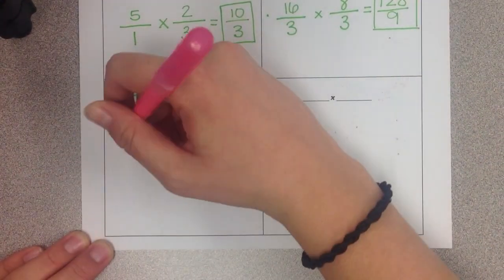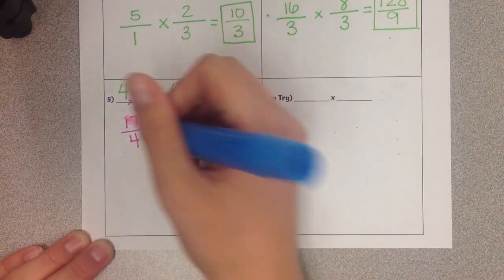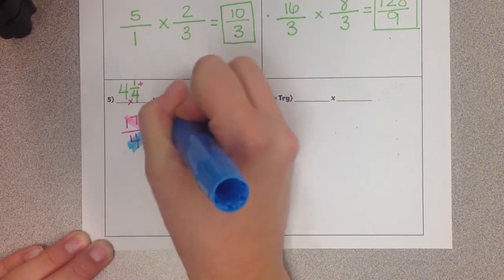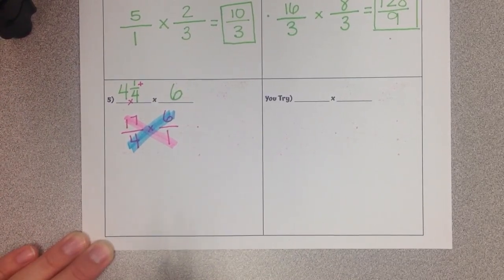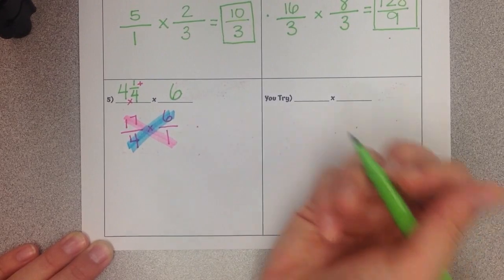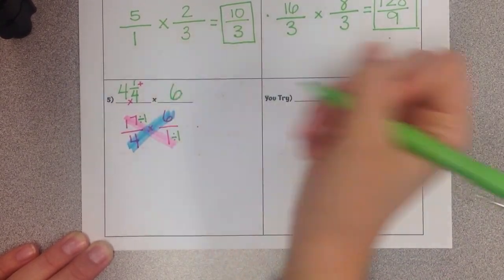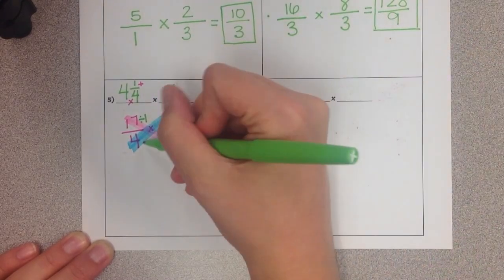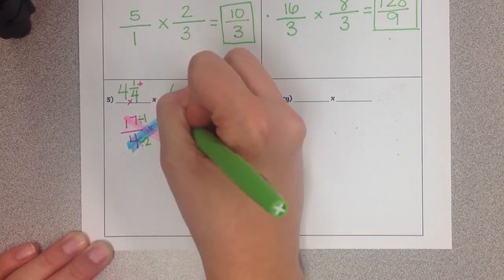I'm going to highlight my diagonals. 17 and 1, and 4 and 6. I'm going to use my factor chart to find the GCF of 17 and 1, which is 1. So I'm just going to be dividing by 1. And then the GCF of 4 and 6 is 2. So I'm going to divide each by 2.